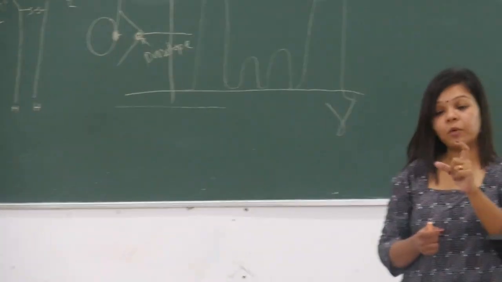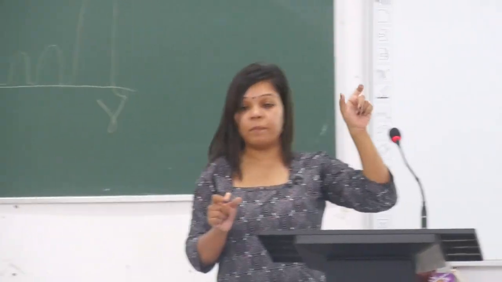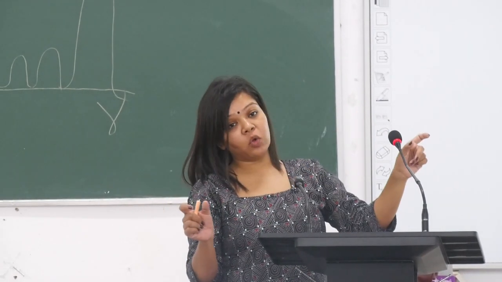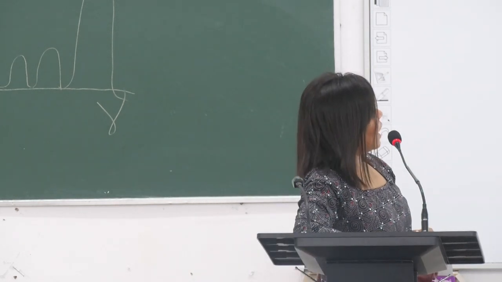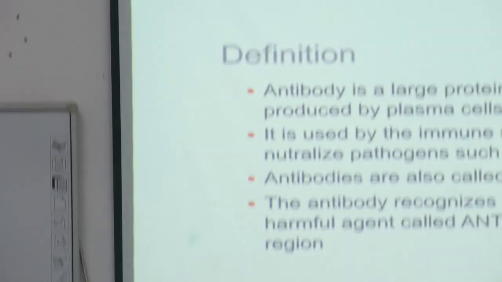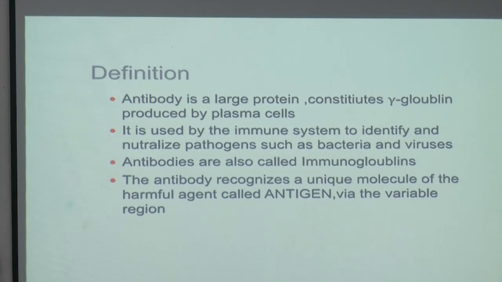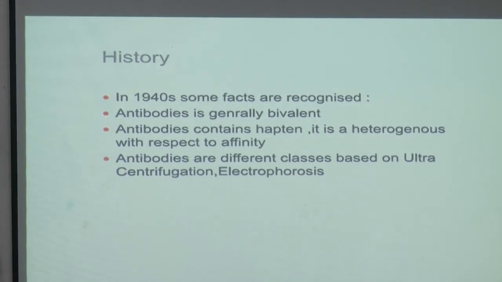Okay. So antibodies are also called immunoglobulins. And an antibody recognizes a unique molecule. A particular antibody's paratope recognizes an antigen's epitope. So there is a particular paratope for a particular epitope. The harmful agent is called antigen, recognized via variable regions. This is the history from 1940. The fact was recognized: there is an antibody against each antigen.